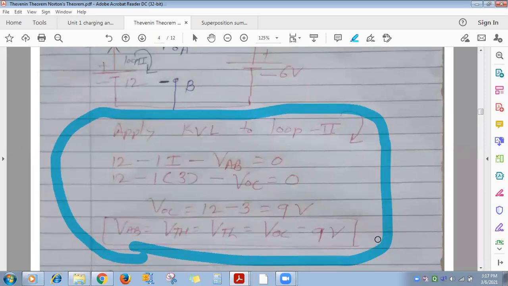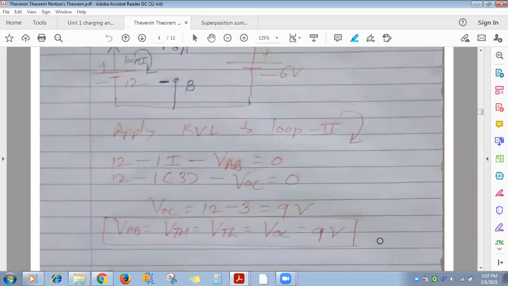Yes, ma'am. This sheet I'll share with you immediately after the lecture. You go through it. The recording also I will share with all of you. Still, if you have any difficulty, ask me. So VTH, how to find out? Is this clear to everyone? Mostly Kirchhoff's method you have to use.